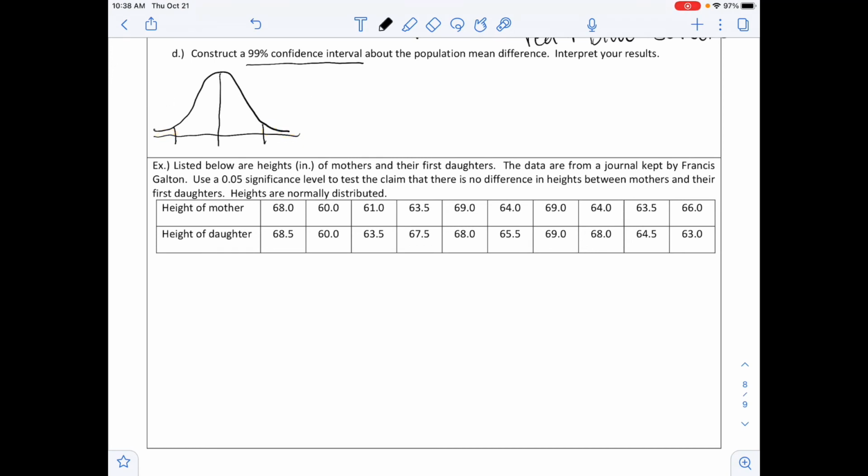And so in there, we're going to end up with 0.005 and 0.005. And so our confidence level is going to be 0.99 since the total area under the curve is 1. And then subtracting away that 0.01 from that, so our C level here would be equal to 0.99.